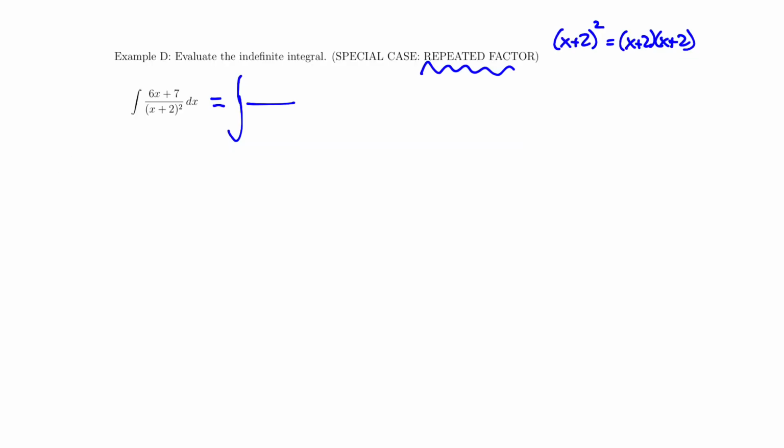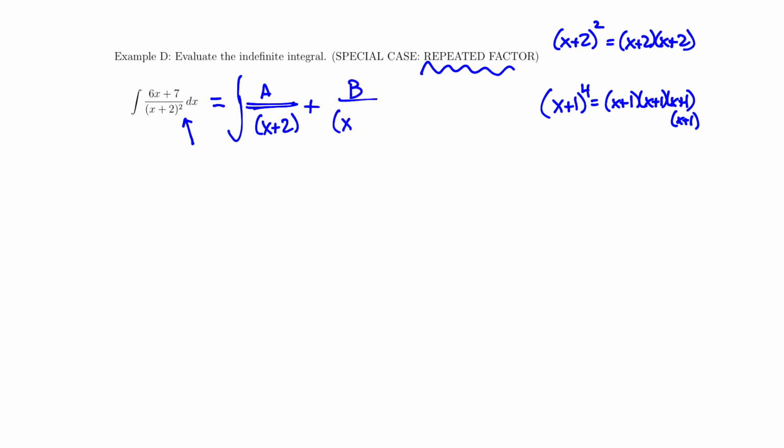Plus 2 would be a repeated factor. We would write it as x plus 2 squared. X plus 1 to the 4th power would be x plus 1 times x plus 1 times x plus 1 times x plus 1, right? So those are repeated factors. If you have a repeated factor, when you go to write it out, you actually have to write it out multiple times, first as a linear and then as a square. Otherwise, things just cancel out for you. You have to do it this way.